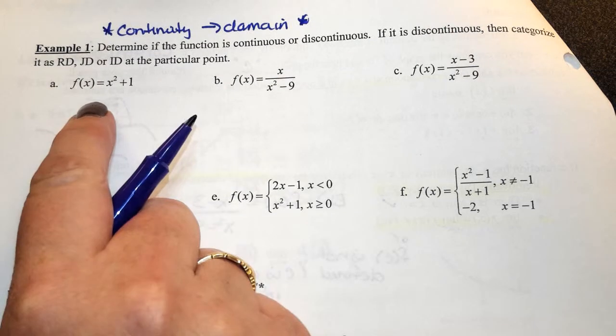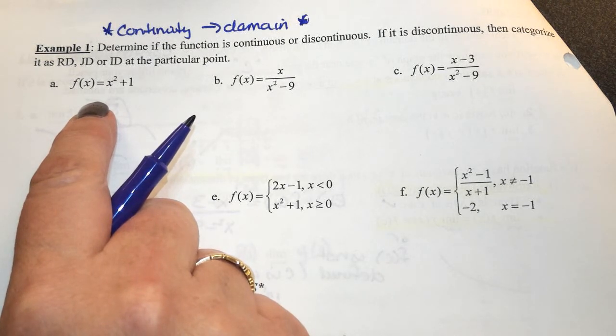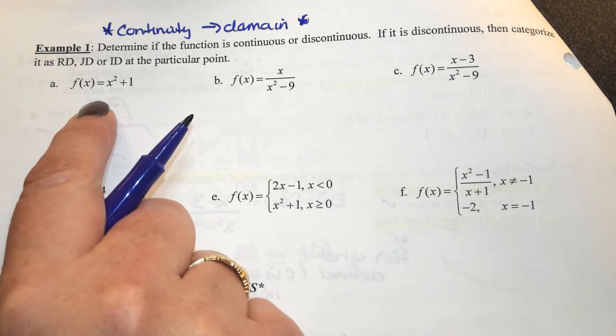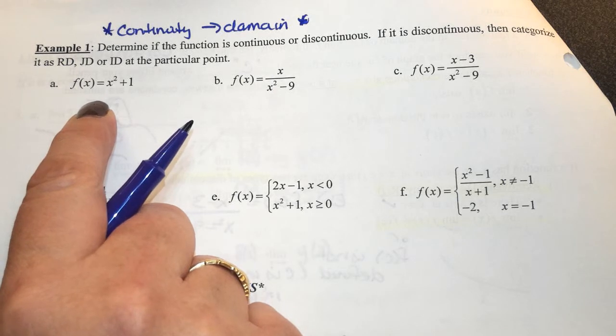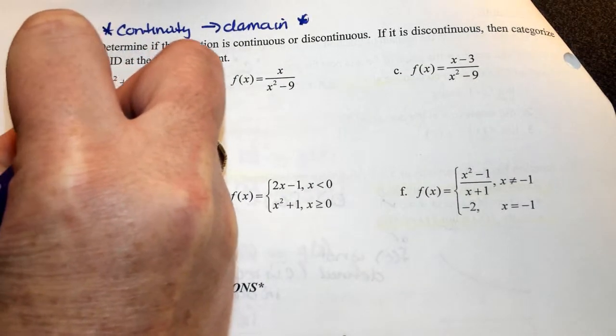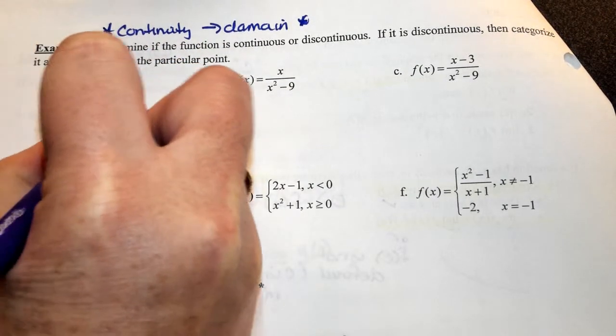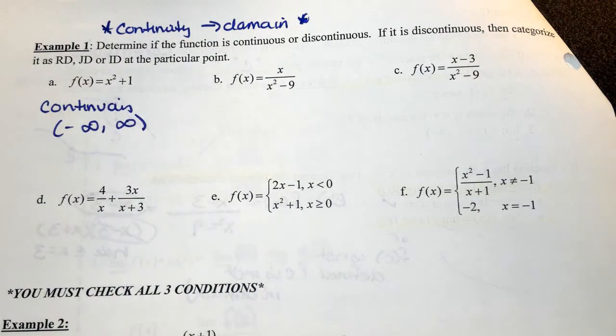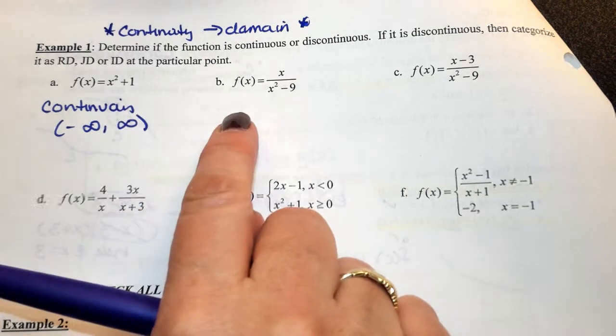So first of all, let's take a look at A. What kind of function is x squared plus 1? It's a quadratic. It's a U shape, correct? Do you have any holes in a quadratic graph? No. Do we have any vertical asymptotes? No. Do we have any jumps? So is there any place where this function is going to be discontinuous? No. So then we know it's going to be continuous, and it's continuous for all real numbers. Like I said, you're looking for holes, asymptotes, and jumps to find discontinuity. So any questions on A?